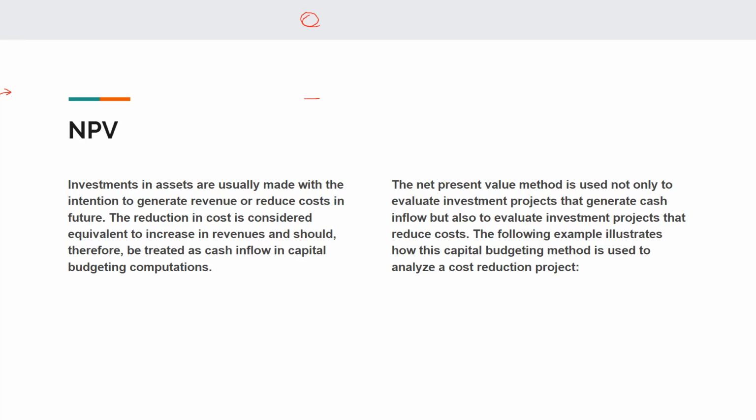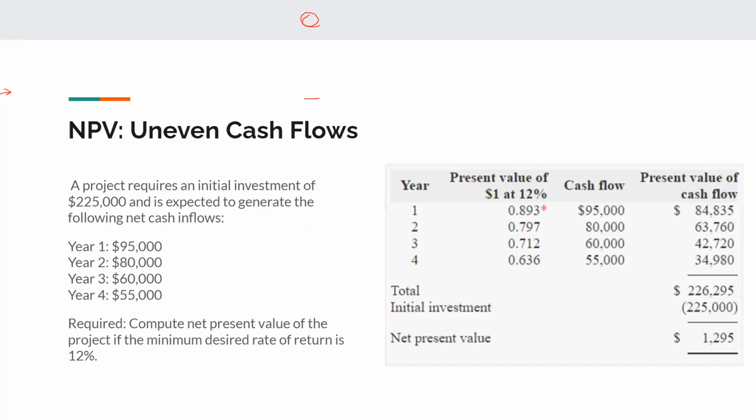So the net present value method is not only used to evaluate investment projects that generate cash inflows, like the example we looked at a short while ago, but it also could be used to evaluate projects that help to reduce costs. And I have another example here that could show us that. This project requires an initial investment of $225,000, and it is expected to generate the following net cash flows. This is a good example here too of uneven cash flows.